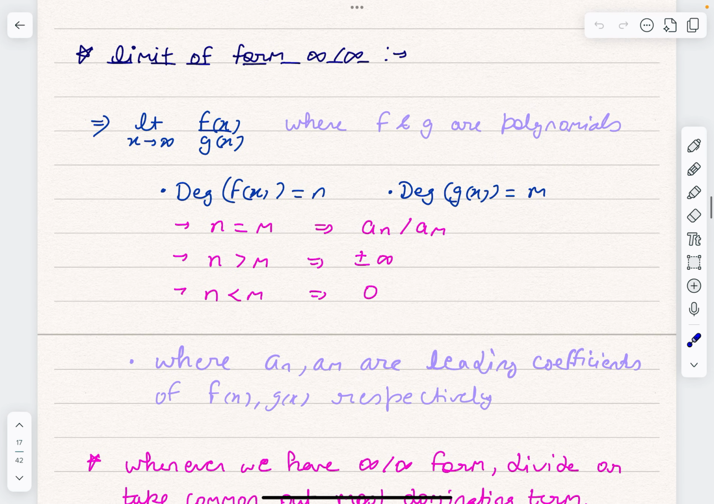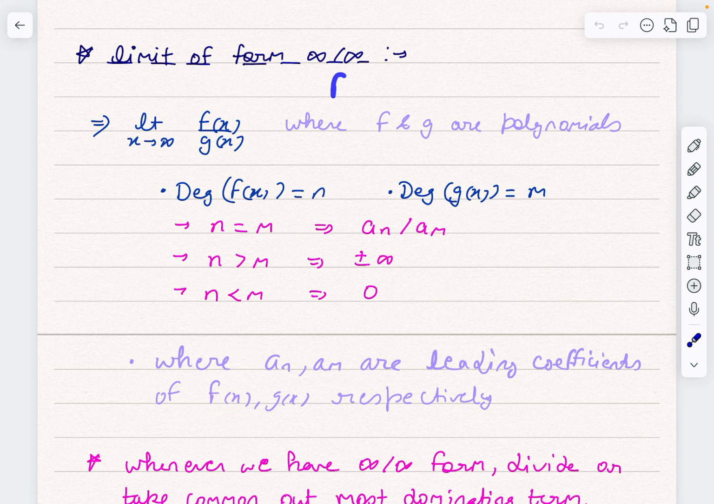See, guys, first of all, whenever you have limit x tends to infinity f(x) by g(x), where f and g are polynomials. Let us say degree of f(x) is n, degree of g(x) is m. Then, if n is equal to m, then the limit value will be an by am. What are an and am? An and am are the leading coefficients of f(x) and g(x) respectively.